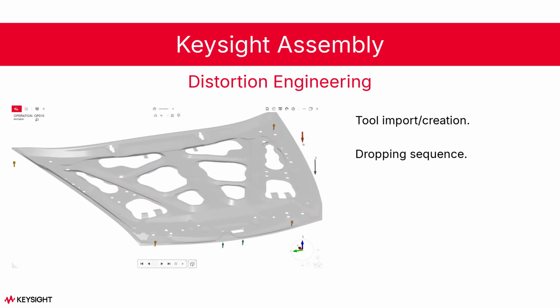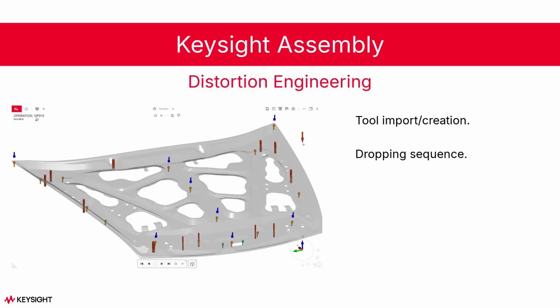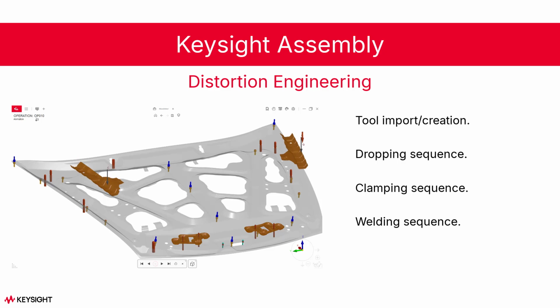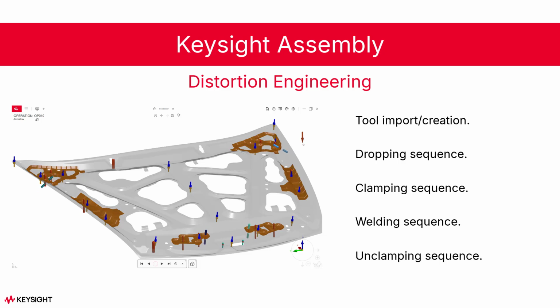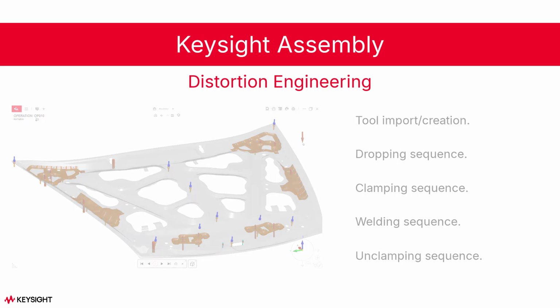Even the order in which parts are placed into the fixture is fully considered. The same is true for defining detailed clamping and welding sequences. You can use quick passes for early insight or fully realistic sequences that mirror actual plant operations. The simulation also includes the unclamping stage, letting the structure relax into its final shape, exactly what quality control will measure or what downstream stations will receive.